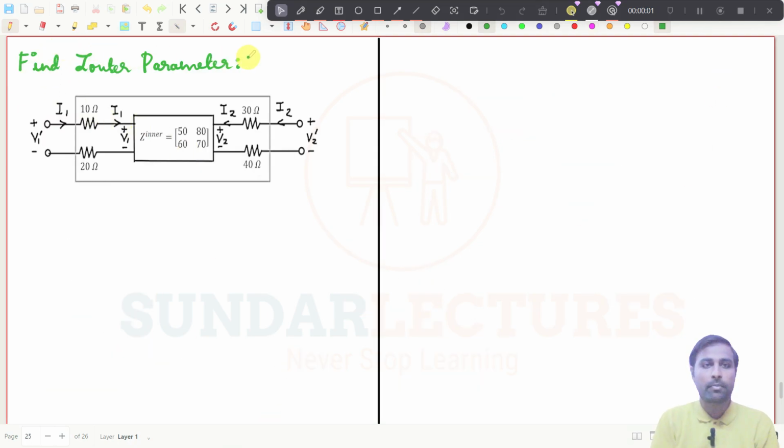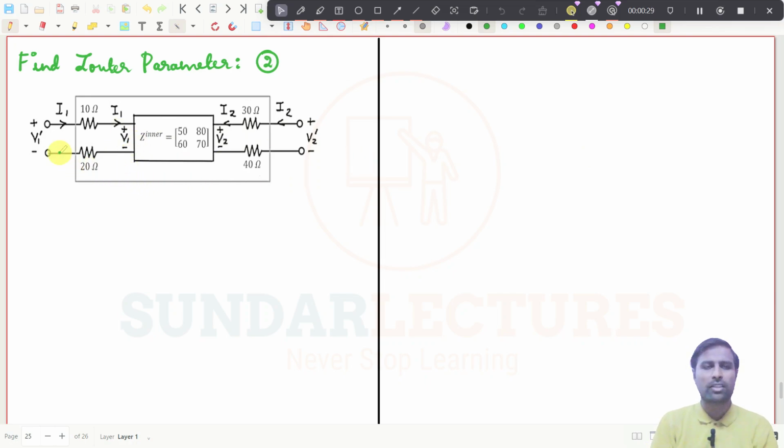So this is problem number 2. They have given a Z parameter here, and they have given the other things also. They have connected 10 ohms, 20 ohms. They are saying that this is V2, this is I2, this is I1, this is V1, and we need to find the total Z parameter for this particular circuit. So how will you find the total Z parameter?